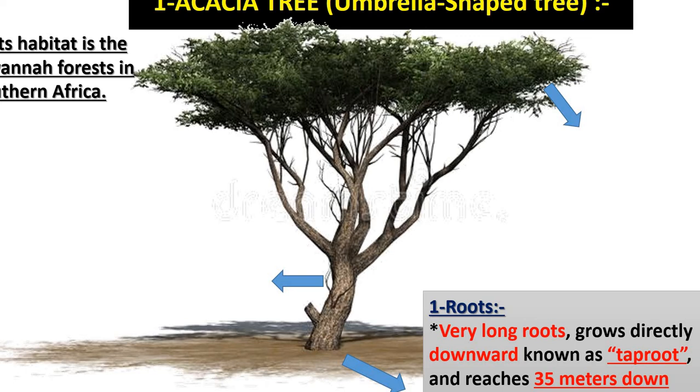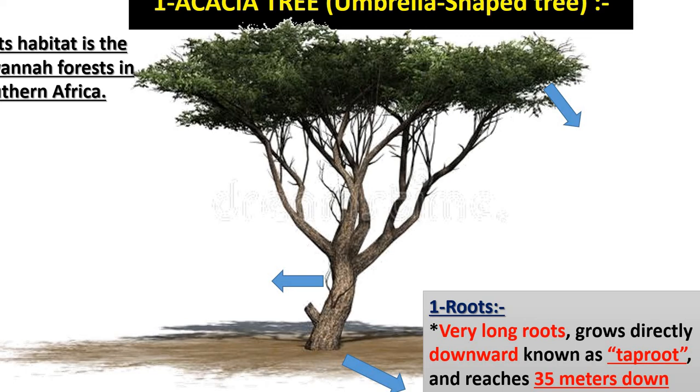Now we can see the acacia tree. This is the first one we talked about. This is a picture of it. The acacia tree, we call it umbrella shaped. We can find it in southern Africa.